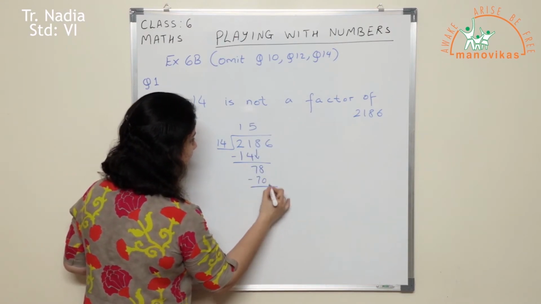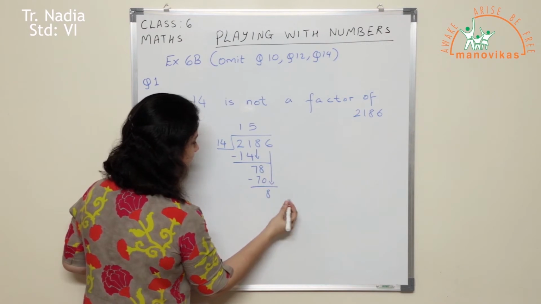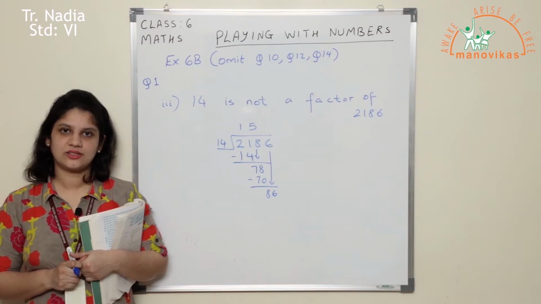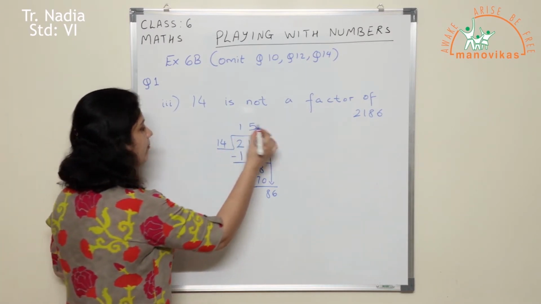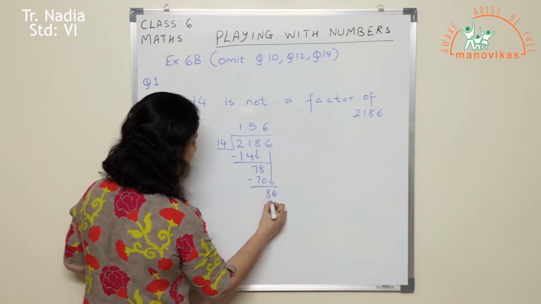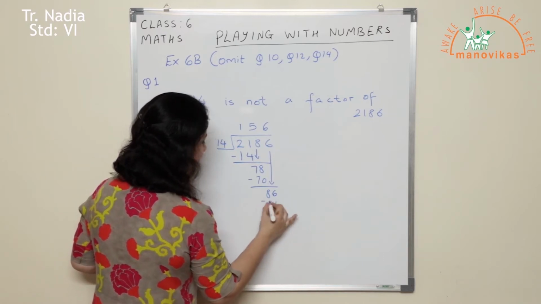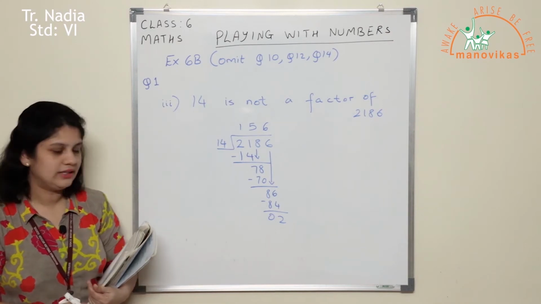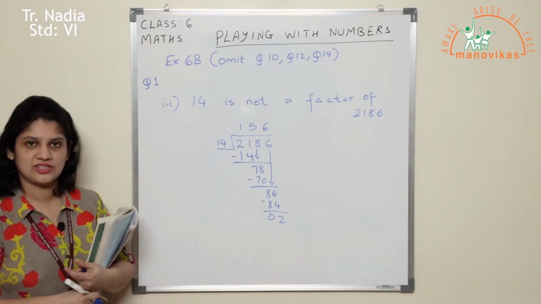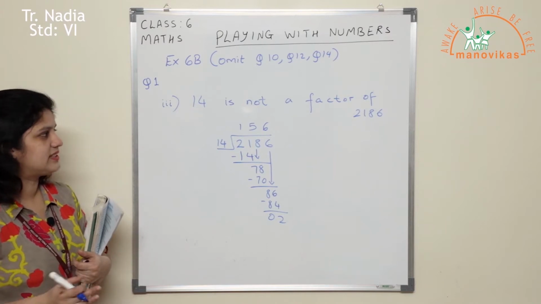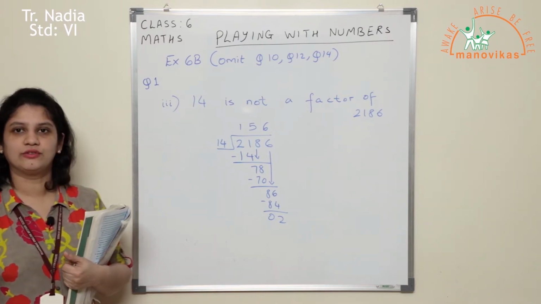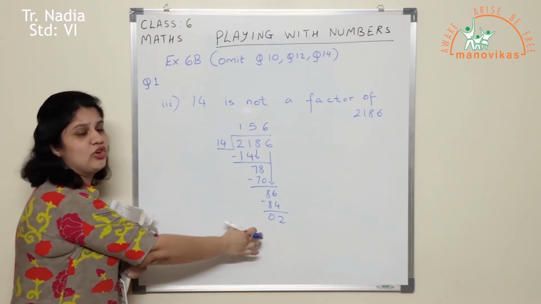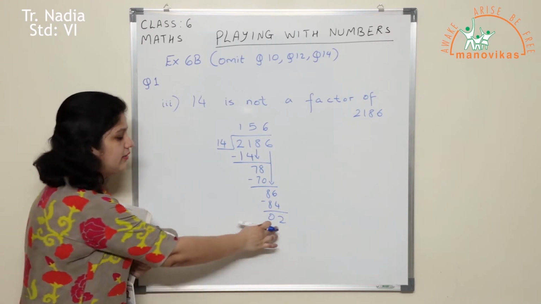Again, I get a remainder of 8 here. Then I get the 6 down. Okay, so I got 86. Now, what is closest to 86 in the 14 table? It is 14 6s are 84. So children, you can see here the number is not completely divided, but there is a remainder which is left, that is 2. Thus, you can say that 14 is not a factor of 2186. The reason being, it did not divide completely. We did not get a remainder 0, but we got a remainder 2.